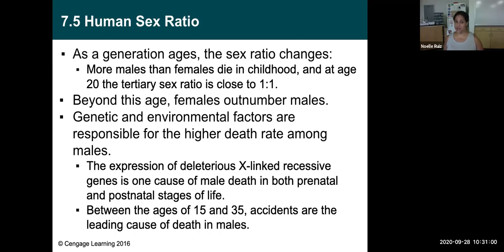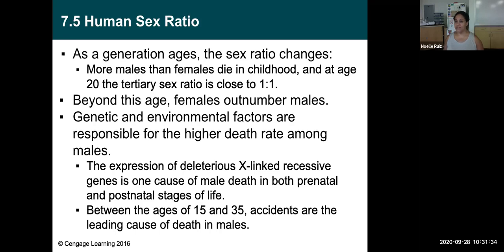So beyond age 20, females actually outnumber males. So if we're just talking about the number of babies conceived, there's more males. And after the age of 20, there's more females. Genetic and environmental factors are responsible for the higher death rate among males. The expression of something called deleterious X-linked recessive genes is one cause of male death in both prenatal and postnatal stages of life.